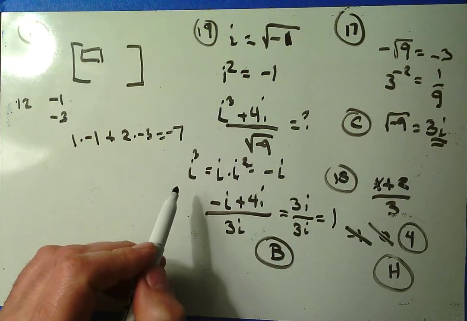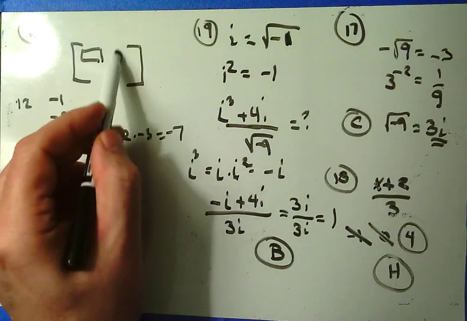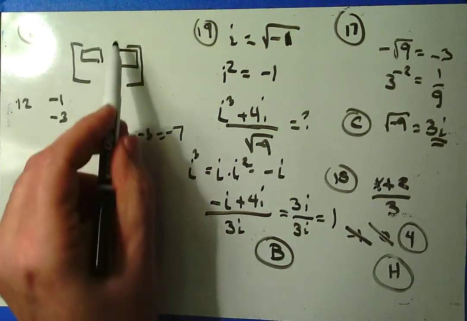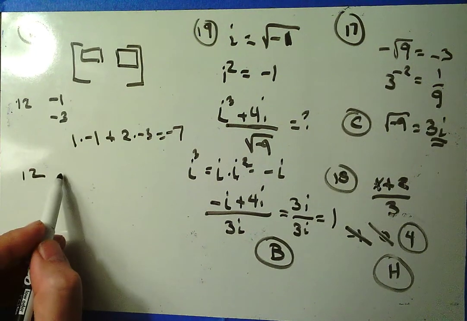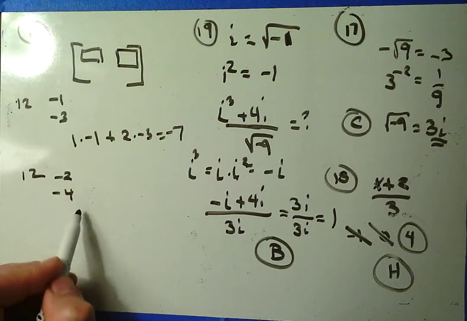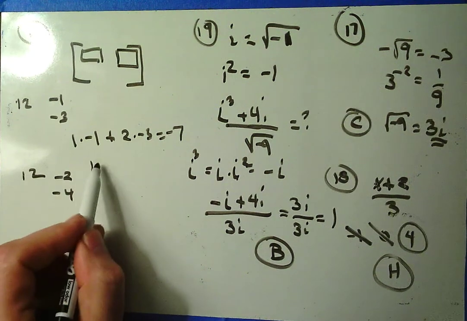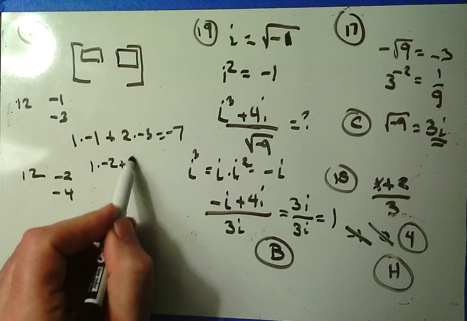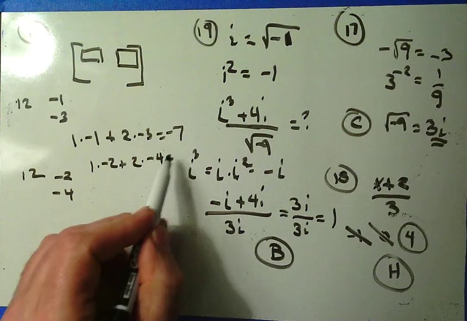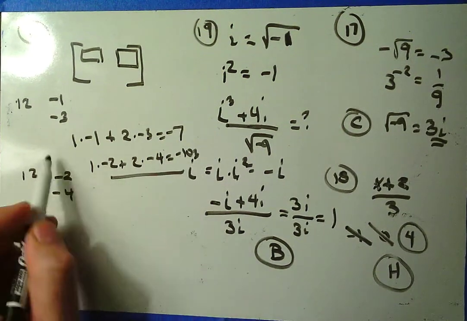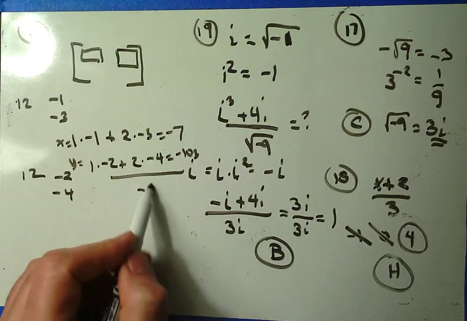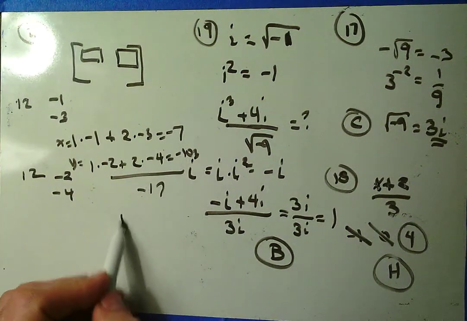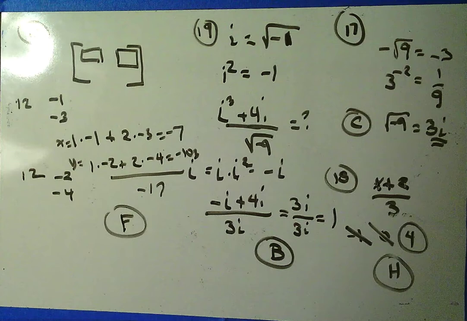And I need to know what y is, and y is in this box. That's also in the top row, but it's the second column. So I'll be using 1, 2, and I'll be using negative 2, negative 4. 1 times negative 2 plus 2 times negative 4 gives me negative 10. We're adding x and y together, and so I get negative 17, which corresponds to F. F for number 20.